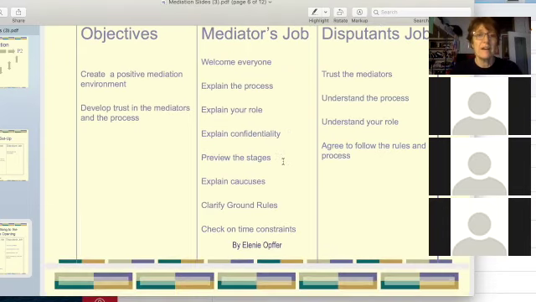Okay. I preview the stages, which I just said. The process is about listening and helping people find a solution, and then the stages are: the first stage is talking to the mediator, the second stage is talking to each other, and then the last stage is coming up with a solution with everyone involved in it.